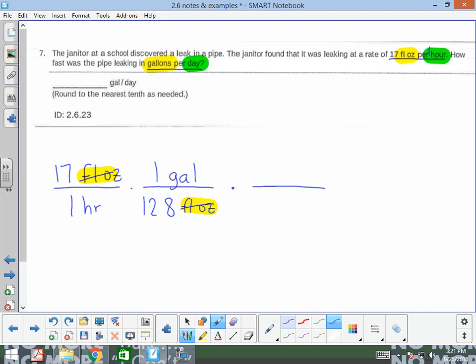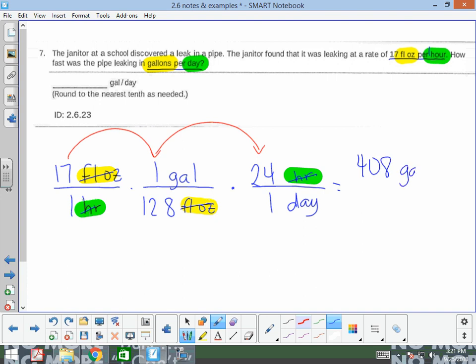Times, now I need to convert hours to days. All right, so I have hour on the bottom, so I need hour to be on top over here, and I'm going to convert it to days. I did tell you that there are 24 hours in 1 day, in case you needed to know that. So now I can cancel out hours. I'm going to multiply all the numbers on top: 17 times 1 times 24, and that is 408, and that's gallons, because that's the unit I have left on top that didn't cancel out.